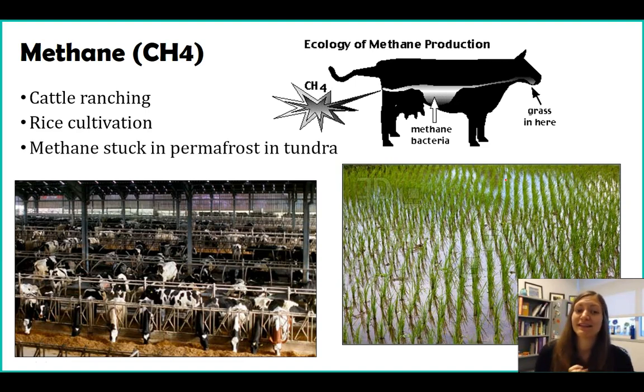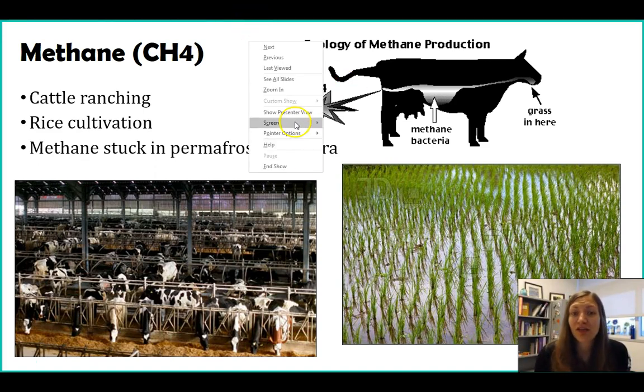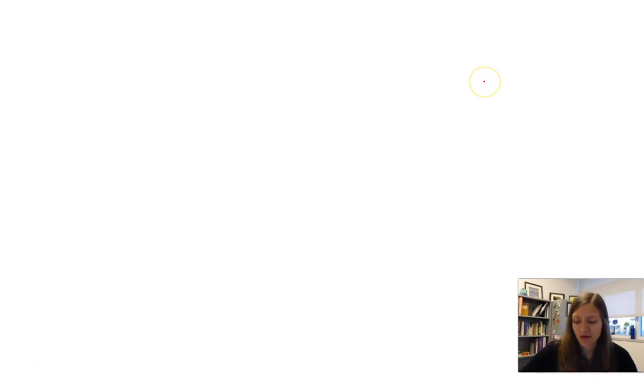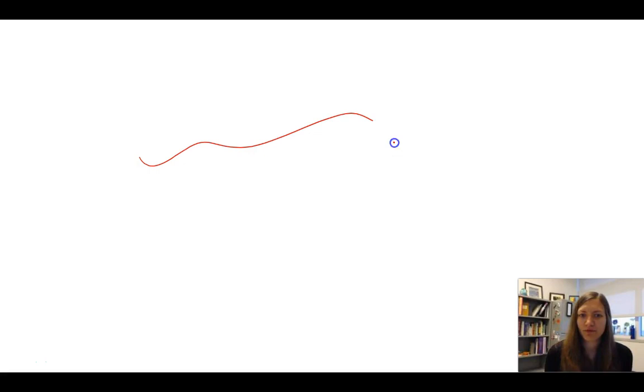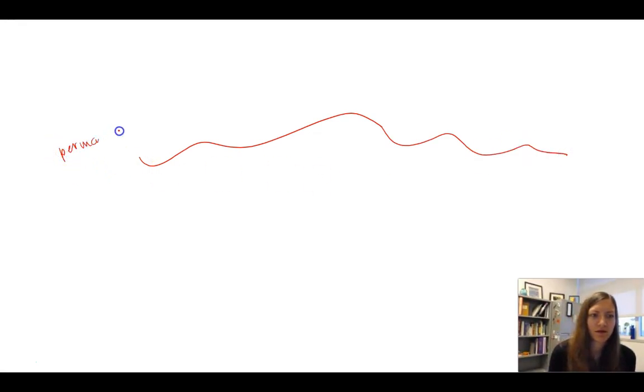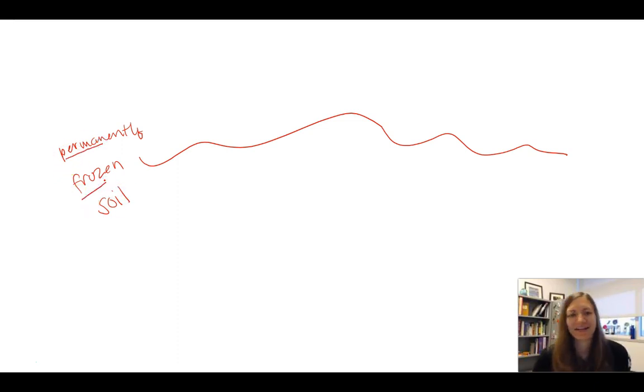And then finally, methane stuck in the permafrost, in the tundra, so really in the coldest places on Earth. Let me demonstrate or draw what I mean by this. Permafrost means permanently frozen soil. So perma and then frost. Permafrost is permanently frozen soil. This is found in the coldest regions of our Earth, particularly think of the Arctic. The Arctic is covered in permafrost.